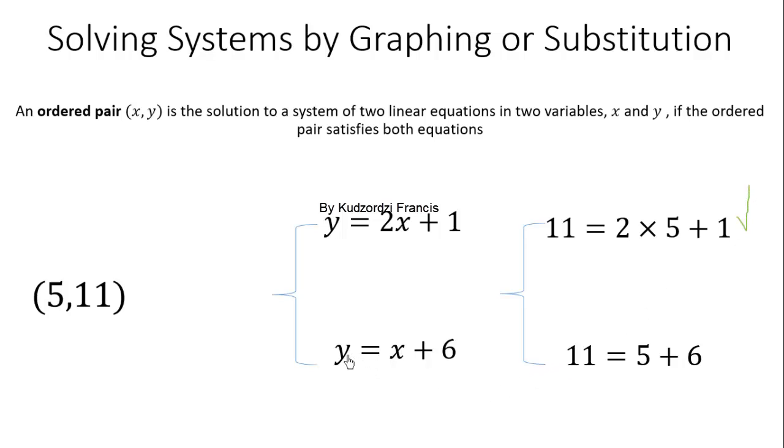Then also, when we substitute (5, 11) into this system, it must satisfy. So we put 11 for y and put 5 for x. That will give us 11 is equal to 5 plus 6. And indeed, 5 plus 6 is 11. So this statement is also true. Hence, we say the ordered pair is a solution. If it happens that it satisfies one and does not satisfy the other, then it is not a solution to the system.